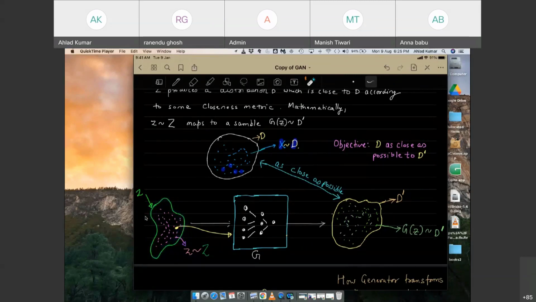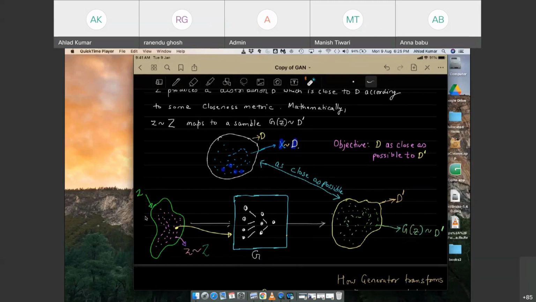What I am trying to show is that all the pink dots we have here are the random noise samples represented by Z. We take this Z and feed it to the generator network, capital G. You know that this Z is a random variable, so when it passes through a system with transfer function capital G, it gets transformed into G of Z. So it's a transformed random variable, and its value is G of Z.